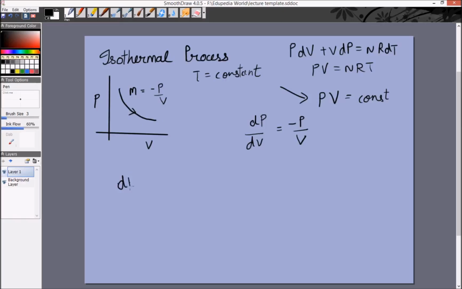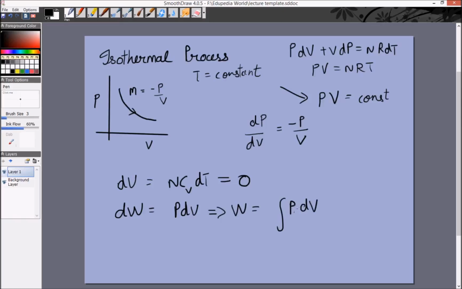So dU we know is always nCv dT. That means in this case dU is 0. We need to find out what dQ and dW are. So dW is always PdV. That means W is always the integral of PdV. Now we can't integrate it directly because neither P nor V is constant. But what is constant is T.